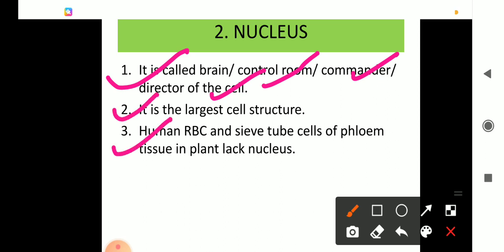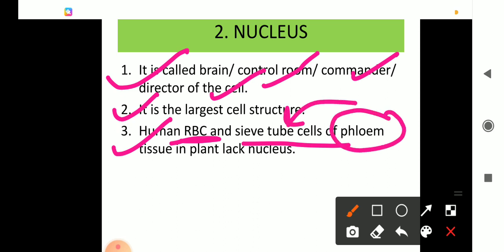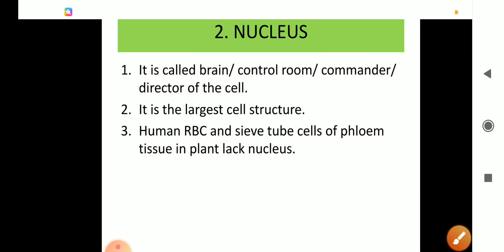Every cell has its own nucleus which commands over it, but there are two exceptions: the human RBC and the sieve tube cell of the phloem. In plants, phloem is a tissue. उसकी जो sieve tube cells होती हैं, एक तो ये, and the second is human RBC. These do not have the nucleus, right? ये exception है. These cells do not have nucleus.